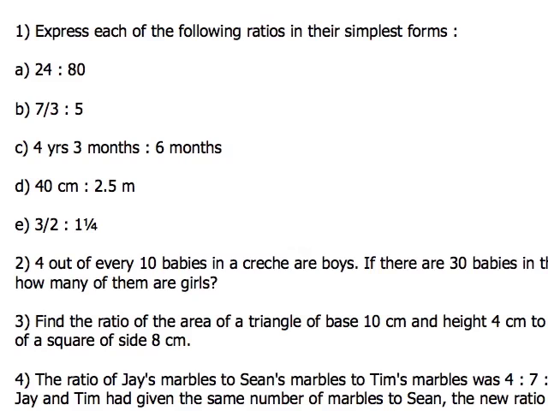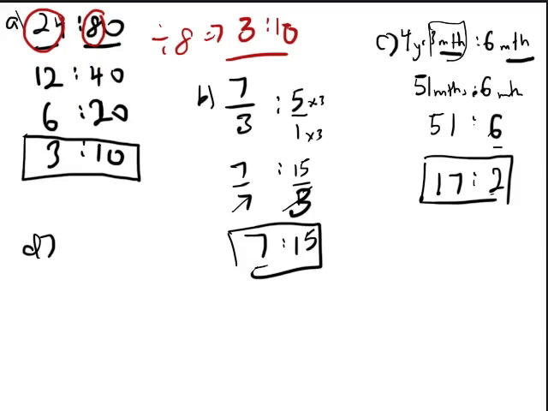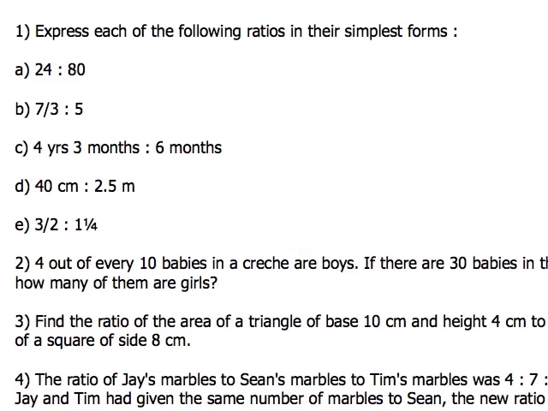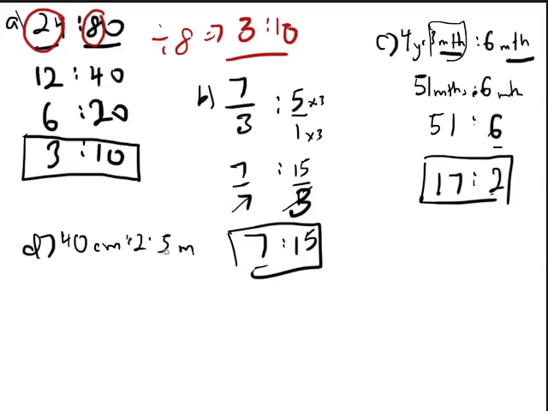Part D, 40 cm is to 2.5 meters, sorry. Correct? Yeah. Okay, for me, it's up to you really. You can change both sides, again, the units to meters or to cm. It doesn't make a difference. So let's change it to cm, because I think that's much easier. Okay, 40 cm. How long is 2.5 meters?